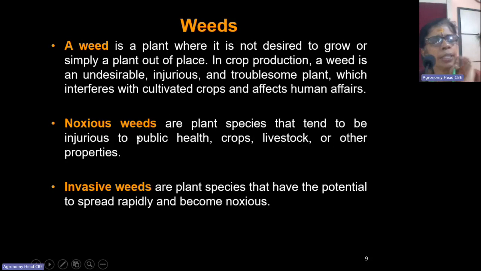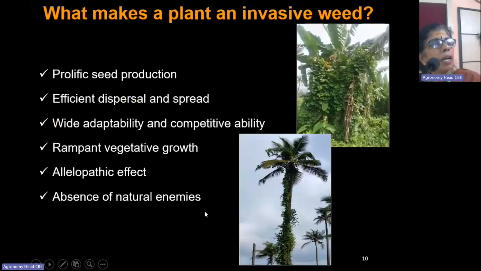The agronomists, everybody knows, designate troublesome plants as weeds. In the case of noxious weeds, the special threat is that they are injurious to public health, crops, livestock, and other property. And invasive weeds are those that have potential to spread rapidly. For academic interest, there is a narrow definition, and changes in the definition of these. And these are the weediness characteristics.